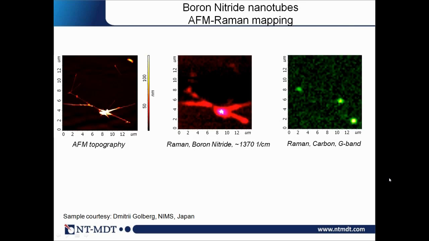This is simultaneously measured co-localized AFM-Raman data of boron nitride nanotubes. On the AFM topography we can see nicely the structure of the nanotubes with very high resolution. On the Raman map of the boron nitride we can see the distribution of the nanotubes on the surface, and we can also see some carbon inclusions by the graphitic G band, and these inclusions presumably come from the carbon crucible used for the sample preparation, for the sample growth.